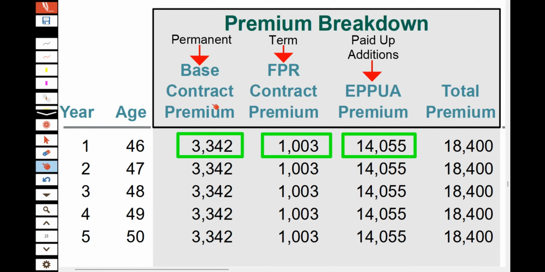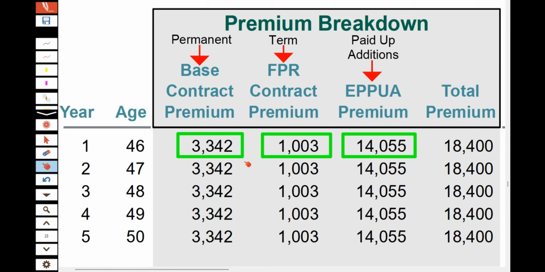The base contract premium, and that is outlined right here, that is $3,342 per year. Essentially what this is, and I've wrote up here permanent, this is the whole life premium of the policy. This has been brought down essentially as low as possible. We can get this a little bit lower with some different designs, but this is right around where you want this number to be.